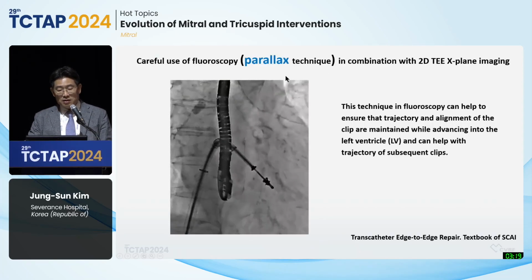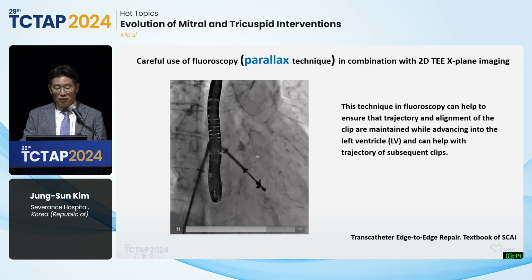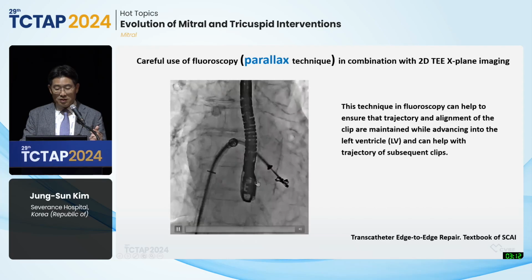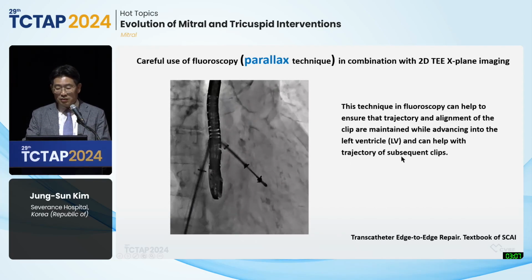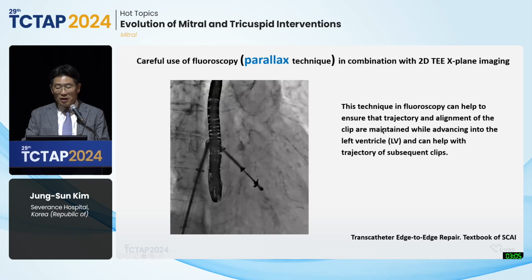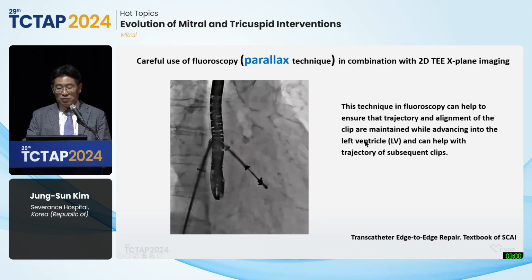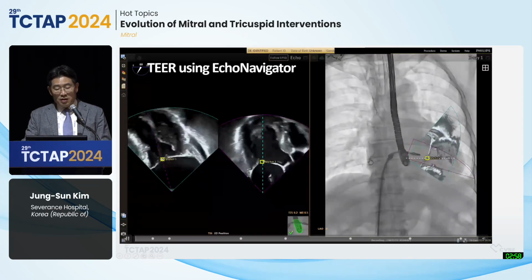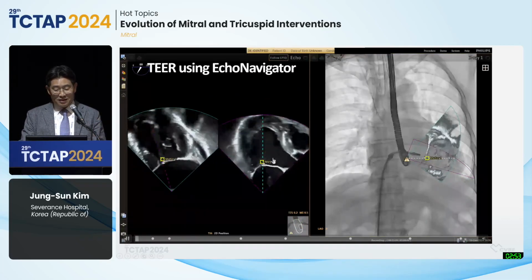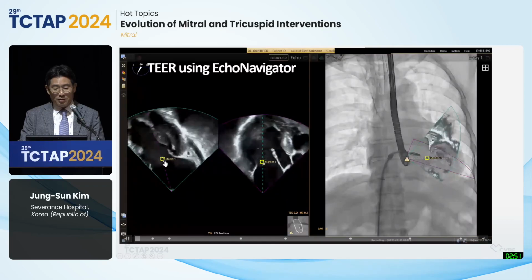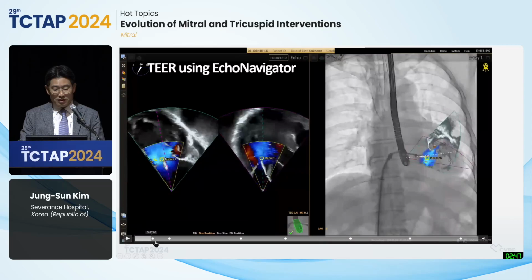Also, the other useful technique is the parallax technique in fluoroscopy. You can match the fourth arm in this fluoroscopy, then you can check the trajectory and perpendicularity in fluoroscopy, especially while advancing into the left ventricle. Also, the other thing is that the echo navigation system can be applied in this situation. We can mark the optimal position to grasp with the TEER procedure, as you can see here.